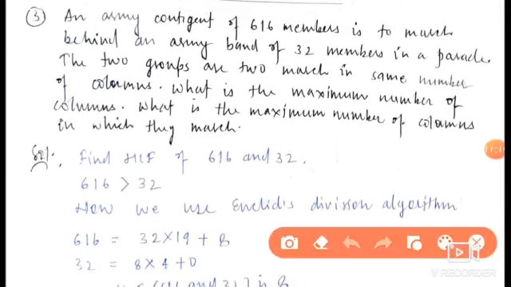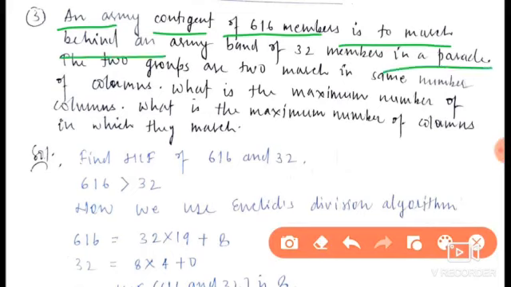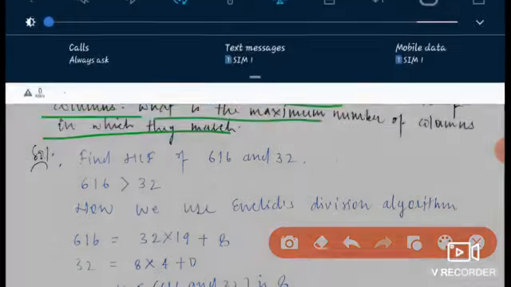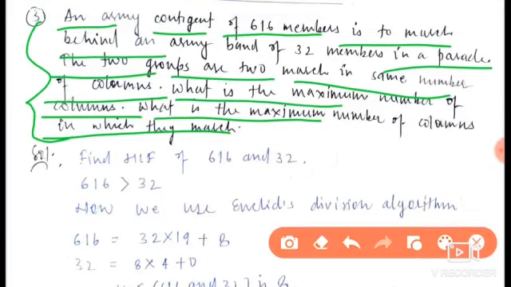The next one: an army contingent of 616 members is to march behind an army band of 32 members in a parade. The two groups are to march in the same number of columns. What is the maximum number of columns in which they can march? You can read the question from your book.